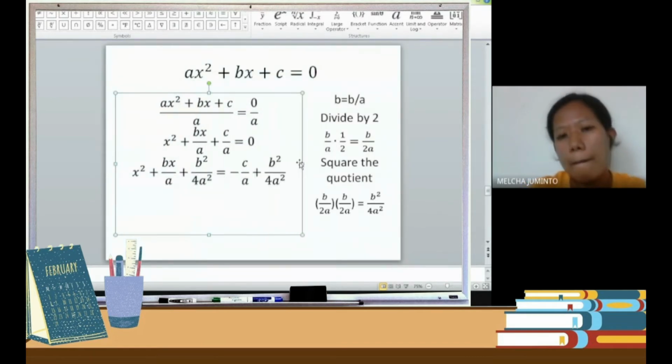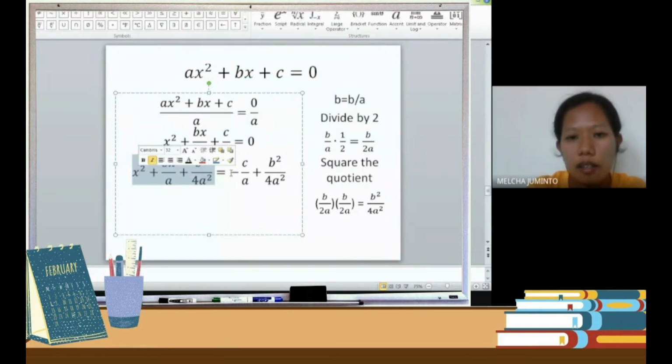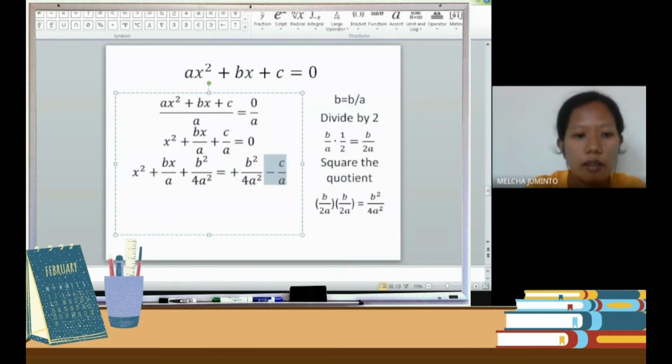Okay. So, simplify. The next step is to simplify the answer. Here, take note, this is a perfect square trinomial. And then these two should be combined. And since this one is negative, we can write this negative at the end so it looks better. I will just change the arrangement.